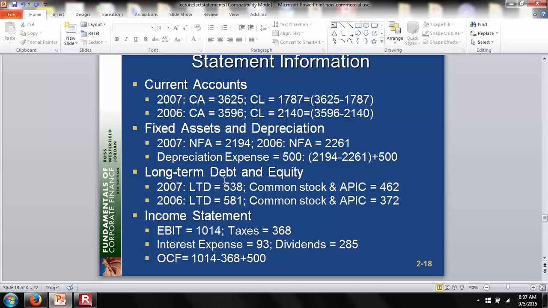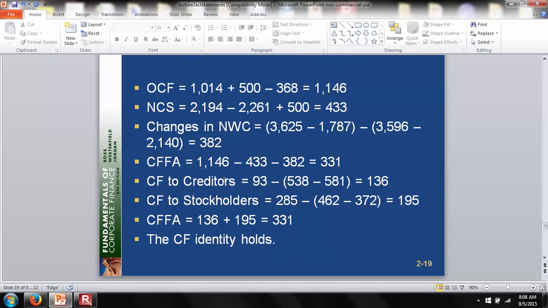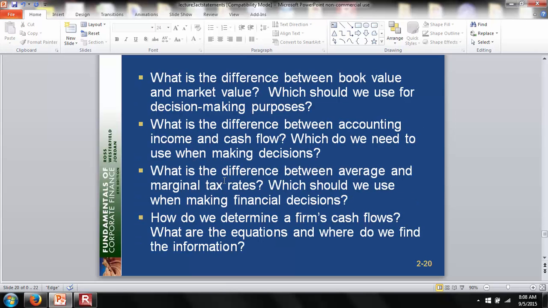The cash flow to stockholders is they get dividends, which is 285, and when you look at the change in the equity, that is 90 million. So the firm has actually issued $90 million worth of bonds, sorry, stock. So 285 is the dividends minus 90 million, which came from the stockholders back to the firm. So that's why the cash flow to the stockholders is 195. And now what we want to do is check whether the cash flow identity is holding, and it certainly seems to hold. Okay.